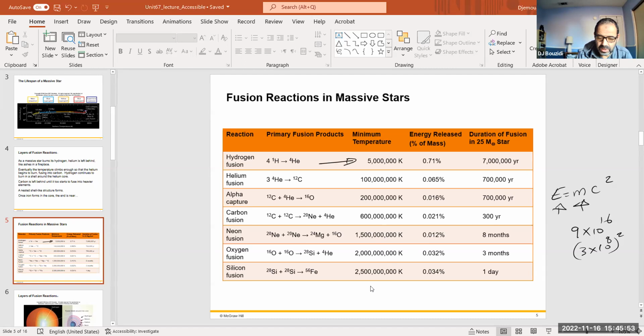Once it runs out of that, it's going to collapse further and its temperature will increase to about 2.5 billion Kelvin. This is high enough for silicon to start to fuse, forming iron. This whole process takes about a day. One day. And then it cannot fuse iron anymore, no matter how much it collapses. That's it. So at that point, the collapse will result in a drastic fashion.